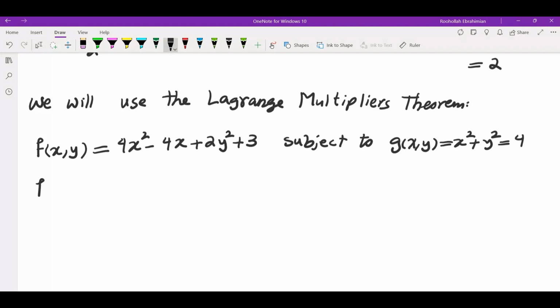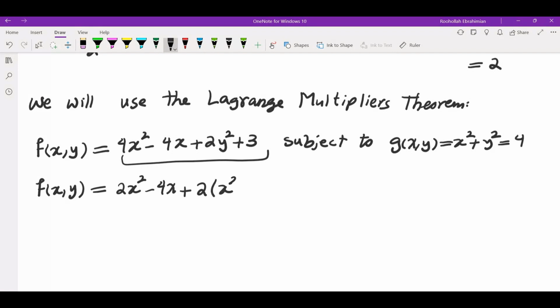Now we can simplify this f of x, y by substituting x squared plus y squared equals 4 into it. This would reduce our computation. If you don't do this, it's still going to work, but it's going to be a bit messy. So I'm going to take the x squared plus y squared and plug it in here. I would get 2x squared minus 4x plus 2 times (x squared plus y squared) plus 3. If I plug it in, I get 2x squared minus 4x. This is 4, 2 times 4 is 8, plus 3, that's 11.